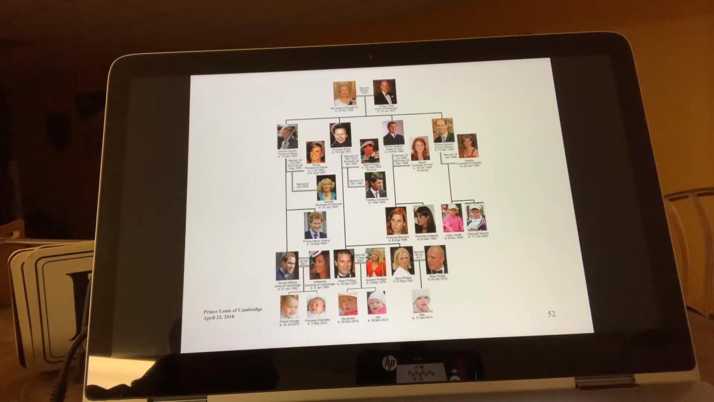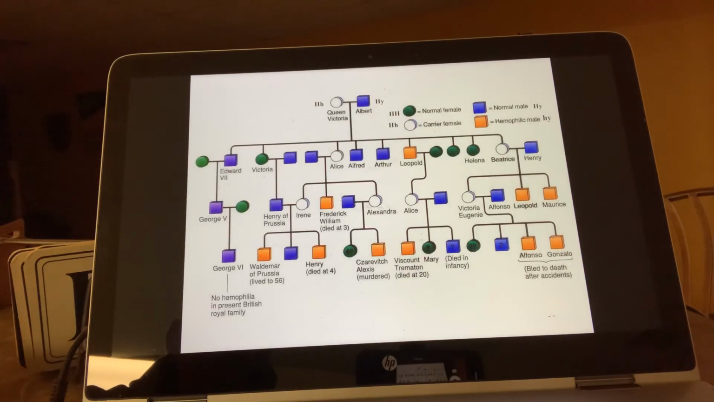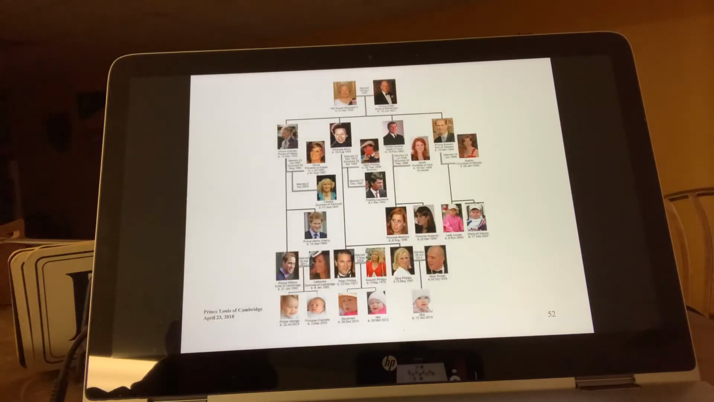But suffice it to say, there's no active hemophilia in the royal family anymore because it has been lost back when their firstborn child here, Edward, was free of the disease. So unless someone marries into it, it will not be present anymore.